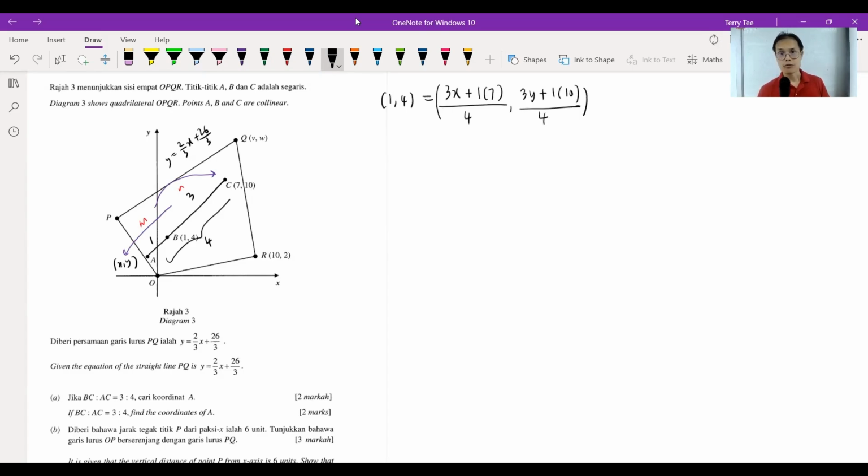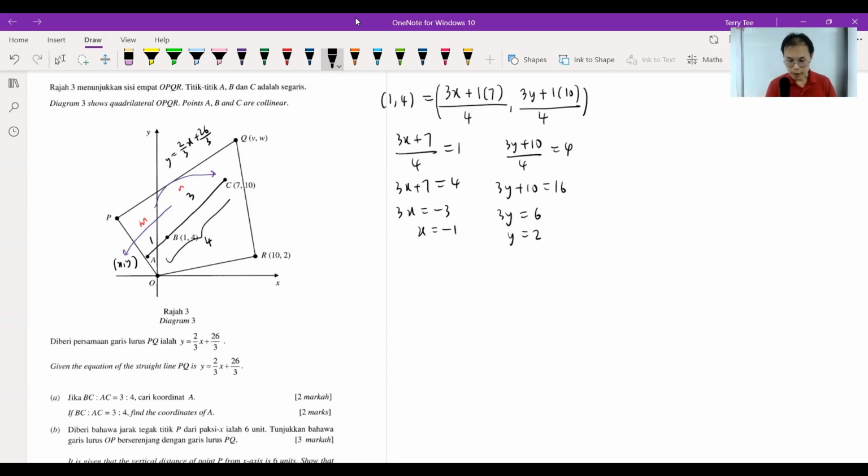So here we are supposed to solve for x and y. We know (3x + 7) over 4 equals 1. 3x + 7 equals 4. 3x is negative 3. x is negative 1. Then (3y + 10) over 4 is 4. 3y + 10 is 16. 16 minus 10, I got 6. 6 divided by 3, my y is 2. So the coordinate of point A is (-1, 2). Okay, first part, no problem.